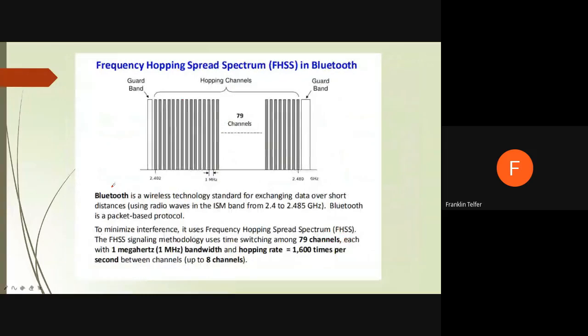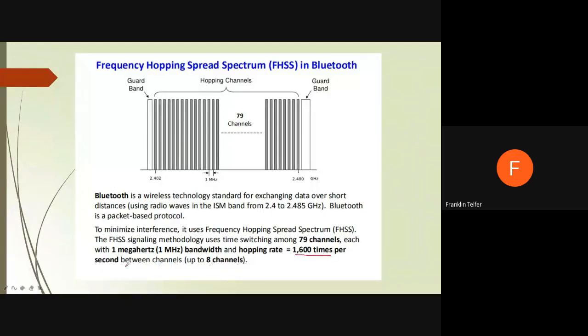So, frequency hopping in Bluetooth. Bluetooth has guard bands at the front and at the back, where in between you have the hopped channels. Bluetooth is a wireless technology for exchanging data over short distances. We use Bluetooth for exchanging data over short distances. They use the ISM band at 2.45 gigahertz. ISM stands for Industrial, Scientific, Medical. It is a packet-based protocol. It uses small data packets, and it is allocated a PN sequence. It uses the concept of FHSS, with time switching across channels. The hopping rate is around 1600 times per second.